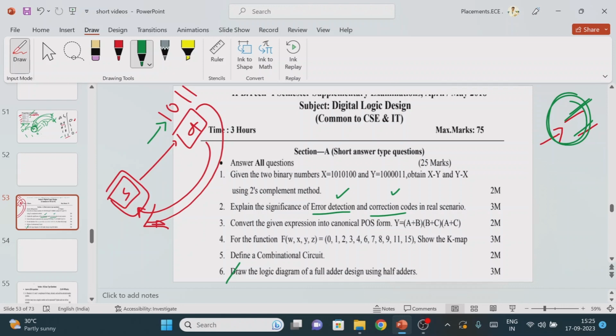For error detection, what methods are we using? One is even parity, another is the odd parity method. For error detection and correction, we use the Hamming method. But what is the limitation of the Hamming method? Most of the time they have asked what the limitation of the Hamming method is.